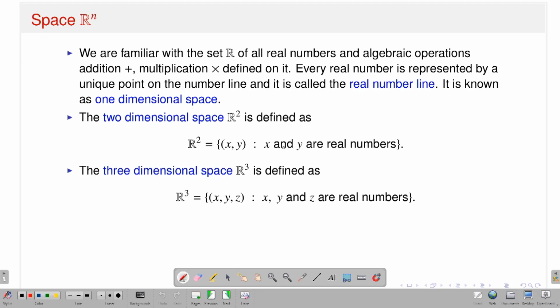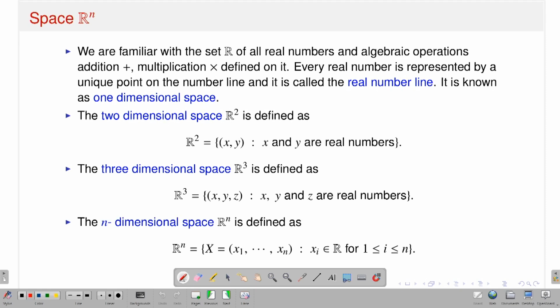So, next we generalize this idea to get an n-dimensional space. The number n can be a natural number, n equal to 1, 2, 3, 4 and so on. So, this n is a natural number. The n-dimensional space Rn is defined as a collection of n-tuples of real numbers. Thus, Rn consists of all ordered n-tuples of real numbers x1, x2, ..., xn, where these xi's are real numbers. Here the first coordinate is x1, the second coordinate is x2 and the nth coordinate is xn.